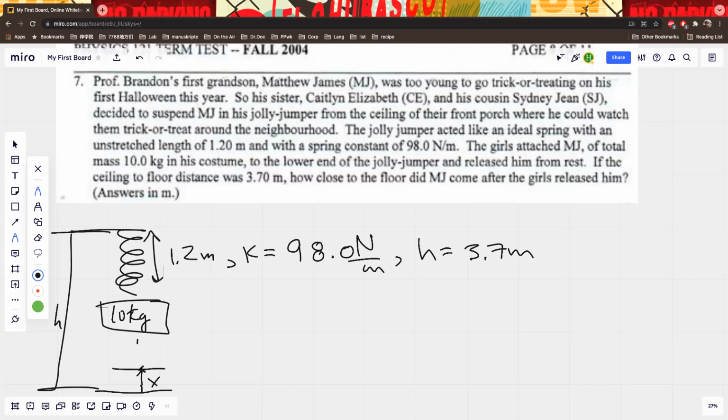Okay, so yeah, just start. I guess we need to do something to do with energy, right? Of course, yeah, because there's going to be gravitational energy being converted to spring energy and kinetic energy.